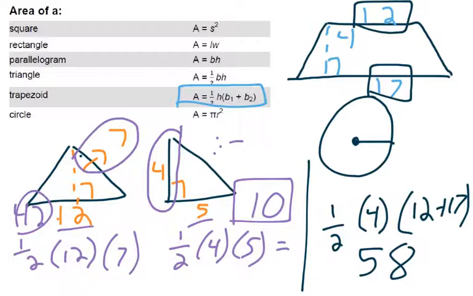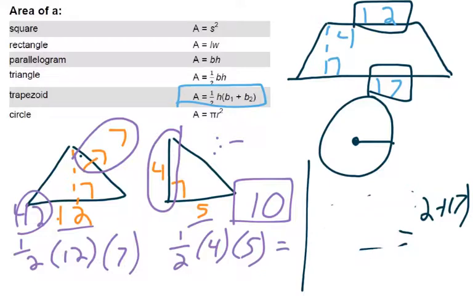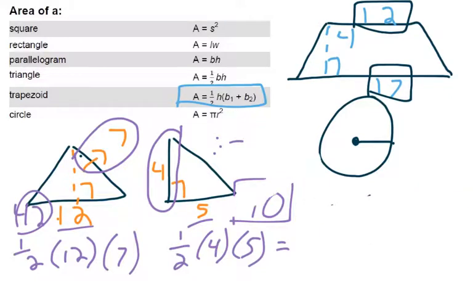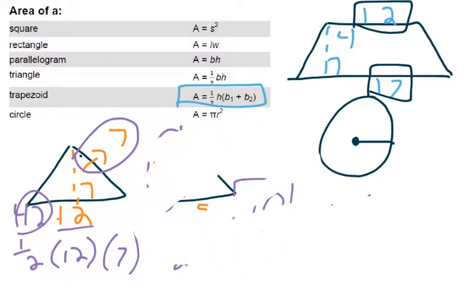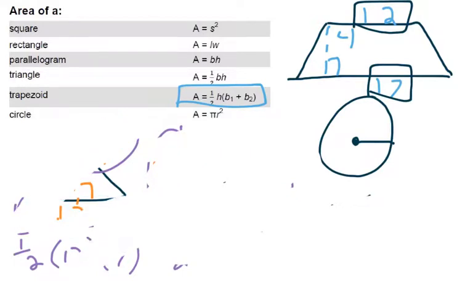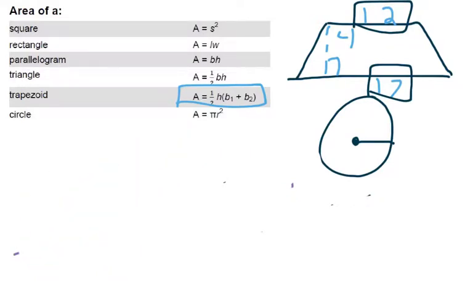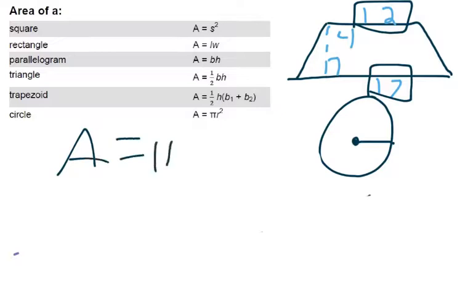And then the last one we're going to talk about, let me erase this, is our circle. So to get the area of a circle, it's just a little bit different than getting the area of these shapes that kind of have straight edges. So our formula is A equals pi r squared.